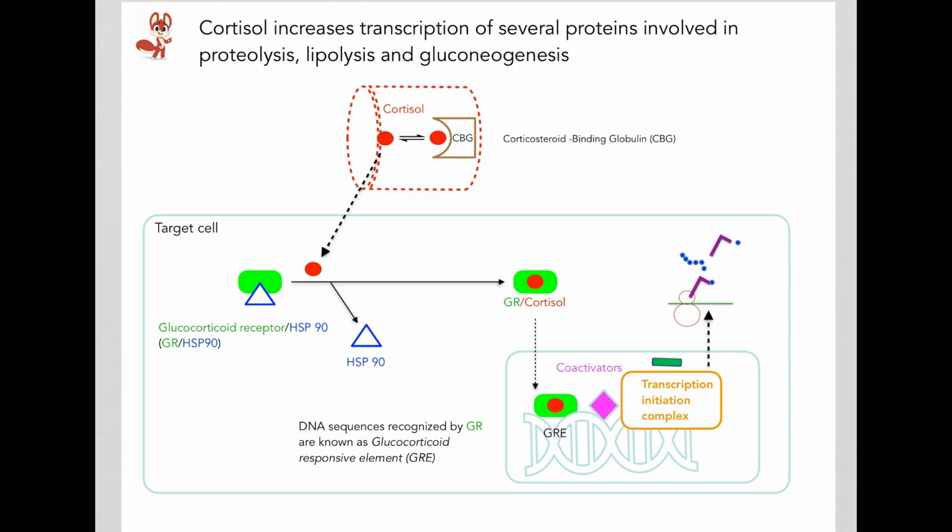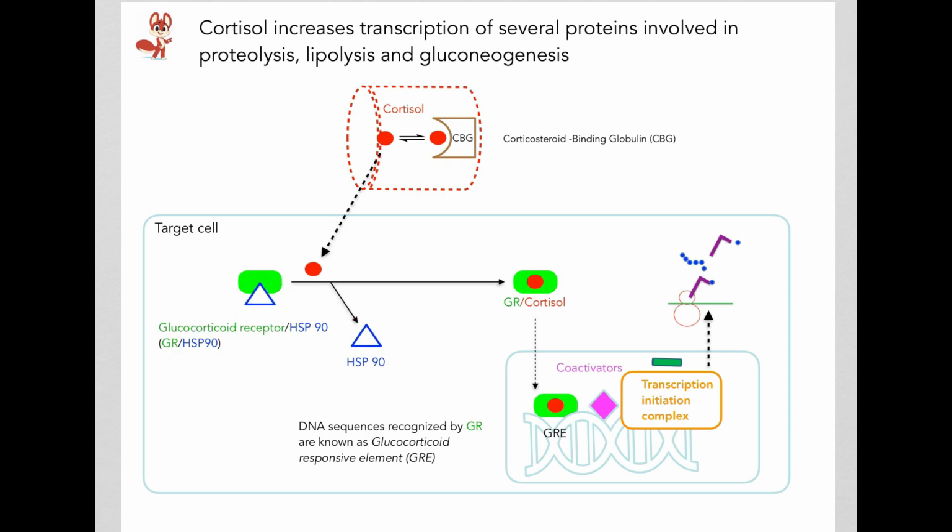Most of the receptors for cortisol, what we call the glucocorticoid receptor or GR, are found in the cytoplasm. So the cortisol in the cytoplasm will now bind the glucocorticoid receptor. Now this receptor may have other proteins bound to it, such as HSP90. When the cortisol binds this complex, the HSP90 is removed, and now we have the glucocorticoid receptor bound to the cortisol.